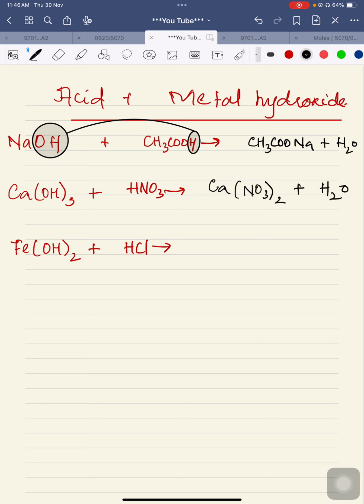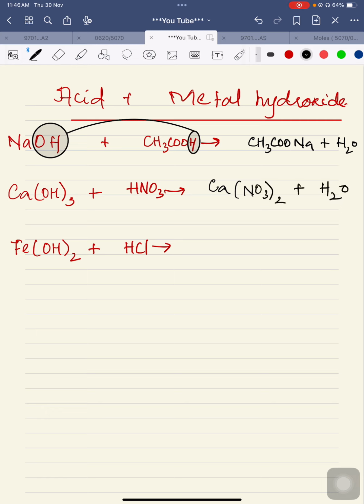And then what about this? It is FeCl2 along with H2O. So here we can say that HCl will be written 2 times in this case. This is how the reactions of acids with metal hydroxides happen. Okay, let me change the board so that I may write down the equations of metal carbonates with acids.